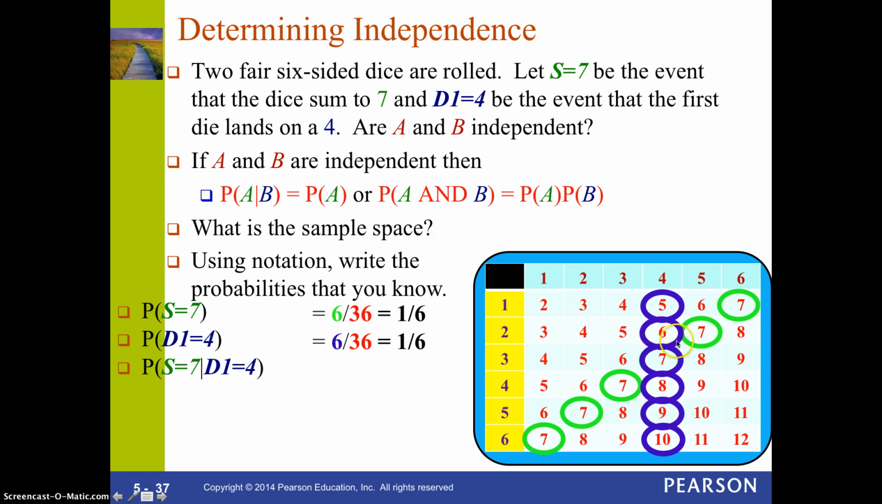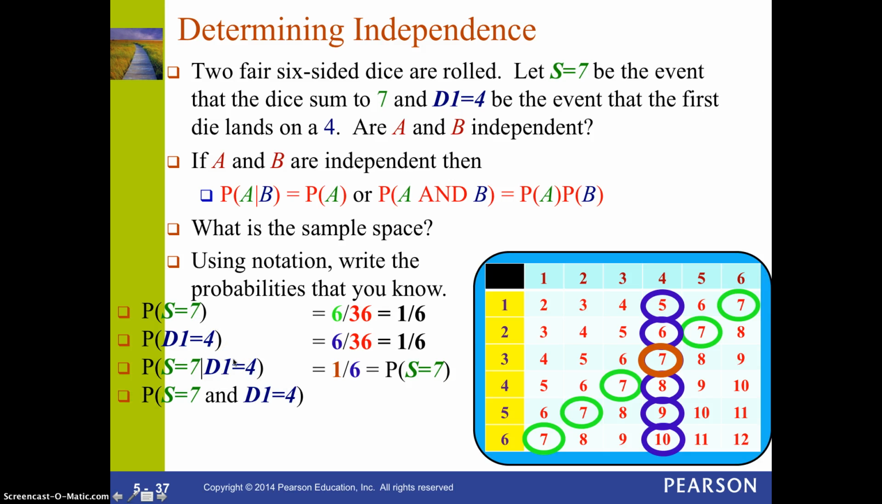If I look over here, I'm considering just these six outcomes. So my denominator is going to be a 6. Of those, how many had a sum of 7? Oh, that one. So 1 out of 6. And you notice that's the exact same thing I got for just the probability the sum was 7. So that's up there.